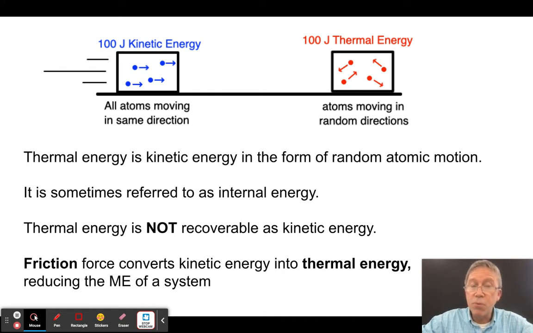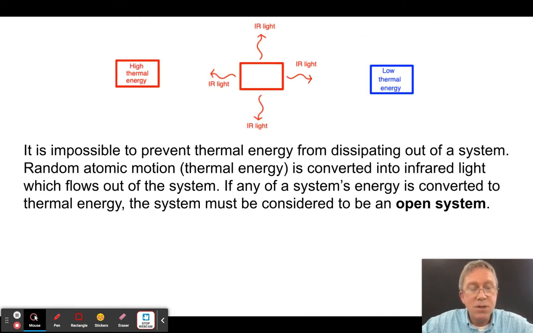So although we put thermal energy in our LOL diagrams, it is not mechanical energy. And why? Because it's not recoverable as kinetic energy. There's no way of turning this random atomic motion back into the motion of the object. And it's important to remember that when friction force does work, it produces thermal energy and reduces the mechanical energy of a system. And therefore, if we have friction, it is an open system because energy is going to leave the system.